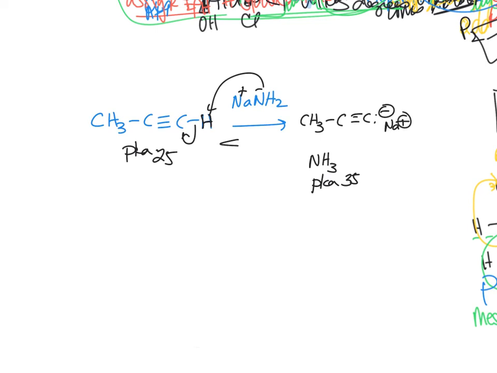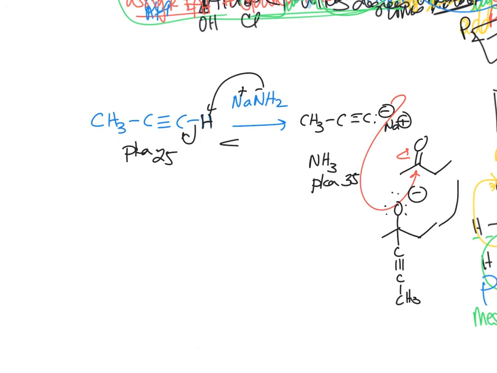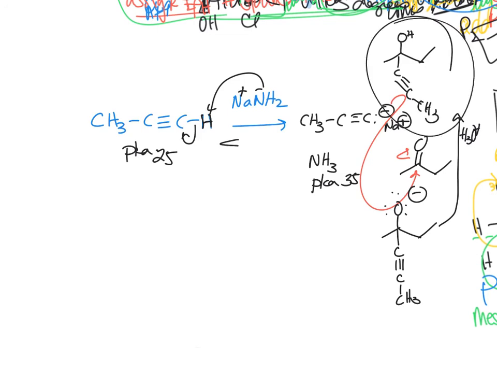And then you can add that onto, let's say, a ketone, right? And we've done stuff like that where that can get a tetrahedral intermediate. And then you protonate to make the alcohol. That should be linear. I'm running out of room. Okay.